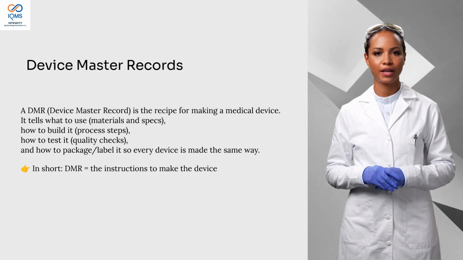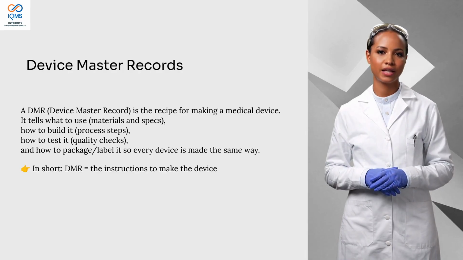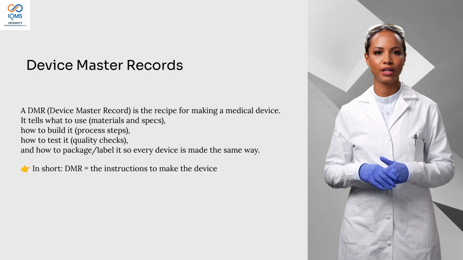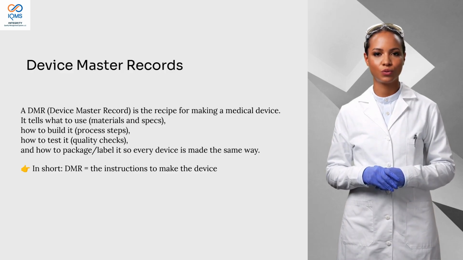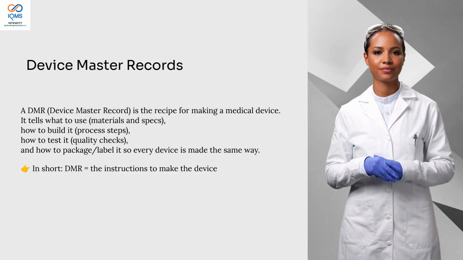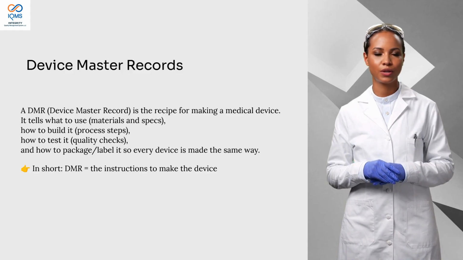First, the Device Master Record, or DMR. A DMR is the recipe for making a medical device. It tells what to use, materials and specs, how to build it, process steps, how to test it, quality checks, and how to package and label it so every device is made the same way. In short, the DMR is the instructions to make the device.